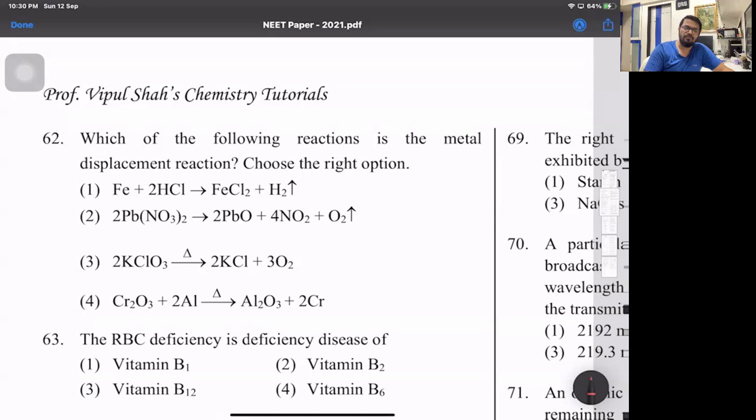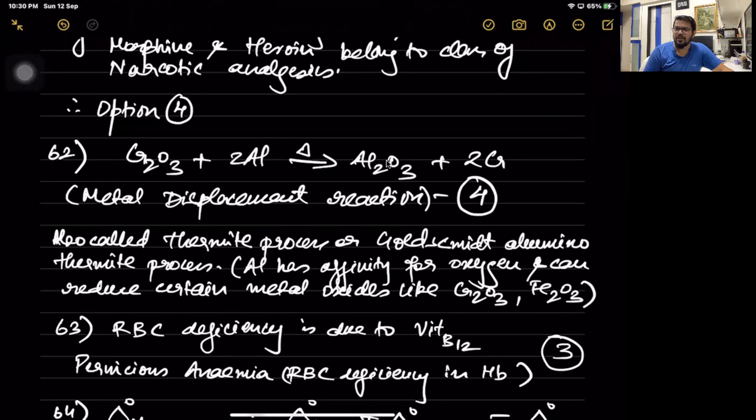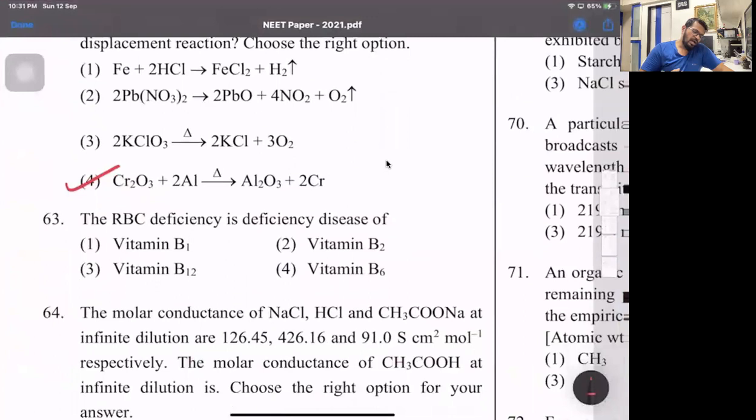Okay. So with respect to this, let's look at 62 again. It's a metal displacement reaction, also called the thermite process or the Goldschmidt aluminothermic process, because aluminium has affinity for oxygen and can reduce metal oxides like Cr2O3 or Fe2O3. That's in the extraction of aluminium part. That's 62.